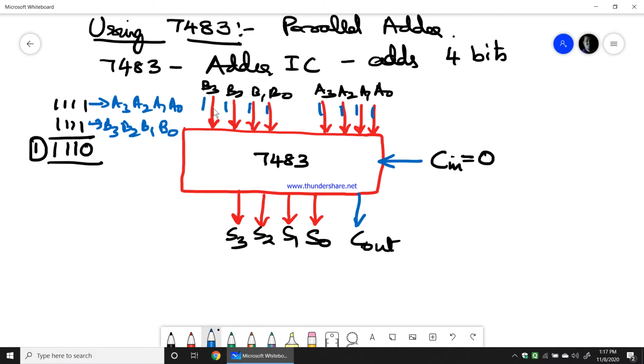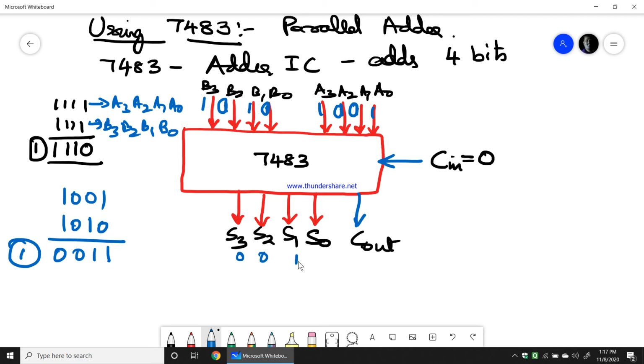So you can change these inputs however you want. Like if you want to add 1 0 0 1 with 1 0 1 0 for example, I'll change according to these inputs here. So 1 0 0 1 is A3, A2, A1, A0, and B3, B2, B1, B0 is 1 0 1 0. Now the add output what we get is 0 0 1 1 and C out will be 1. So this is the parallel adder circuit. Okay, so parallel adder, I hope you have understood.